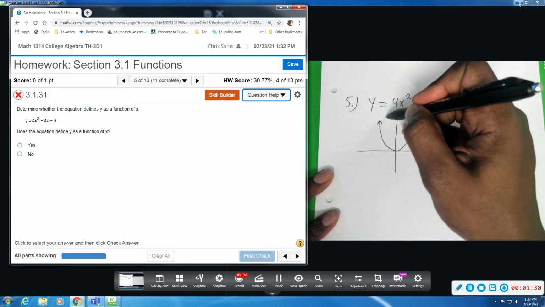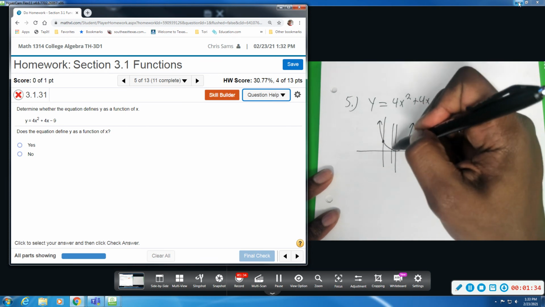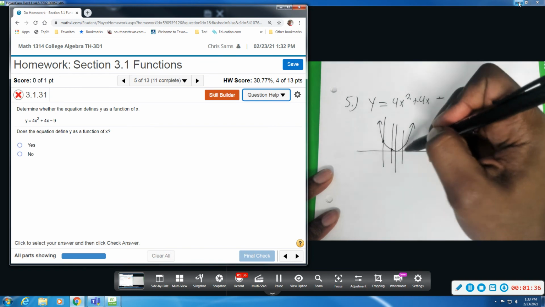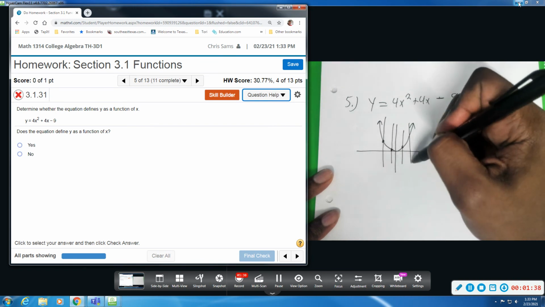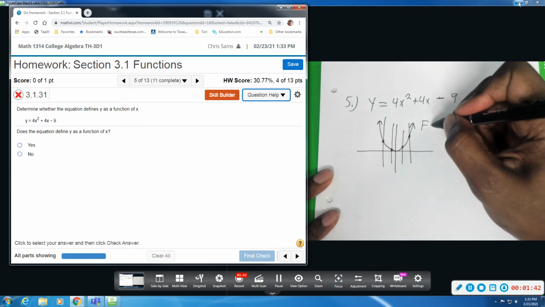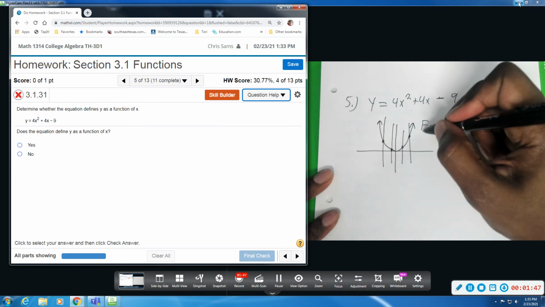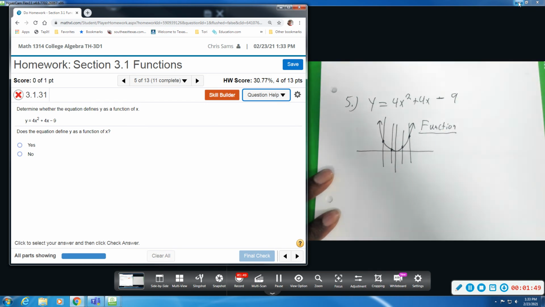If we do a vertical line test, which means if I drew a vertical line anywhere on this graph, it should only cross once. And if it only crosses once, no matter where I draw that vertical line, then it is a function. So this graph would be a function.